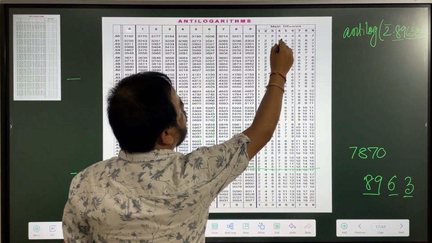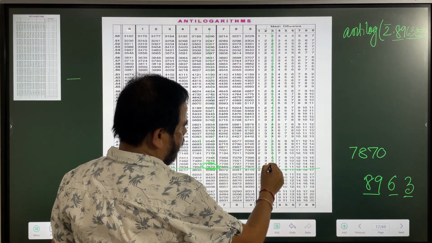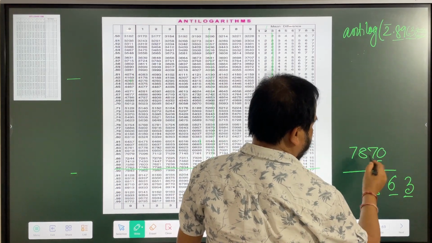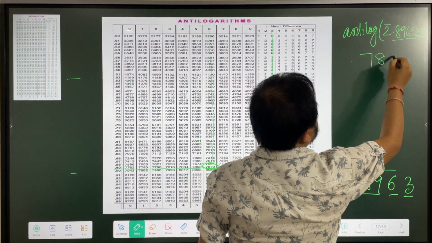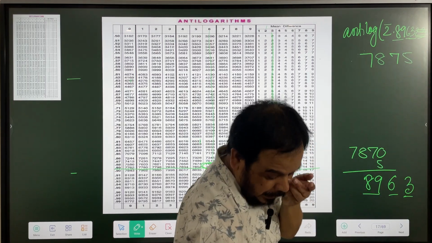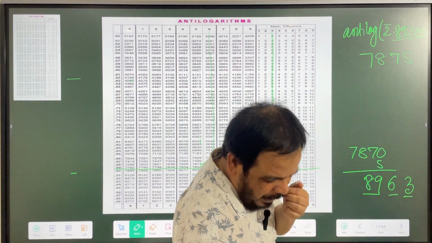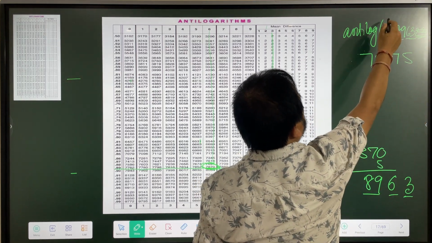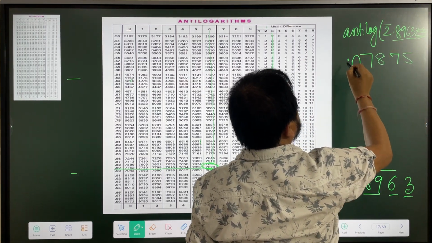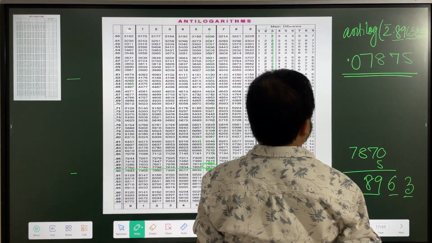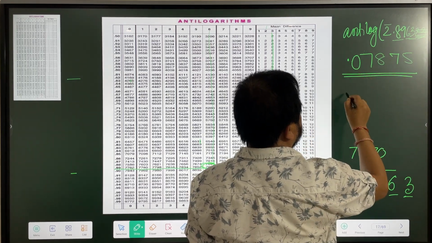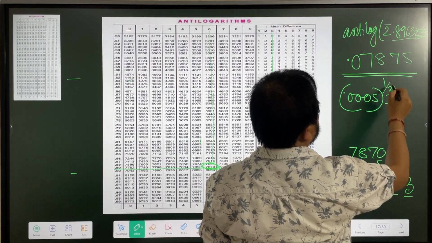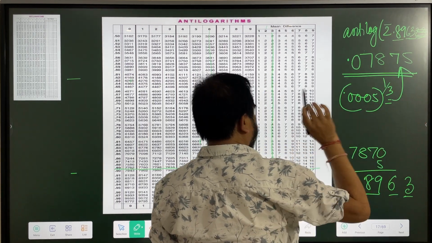8963 now. So 3 line, there is 5. So 7875. Here how much are they getting? 78759. That 9 is neglectable. So 2 bar means 10 to the power minus 2, then decimal. This is the answer of x. X means 0.0005 to the power 1 by 3 is equal to this one. I hope you understand this.